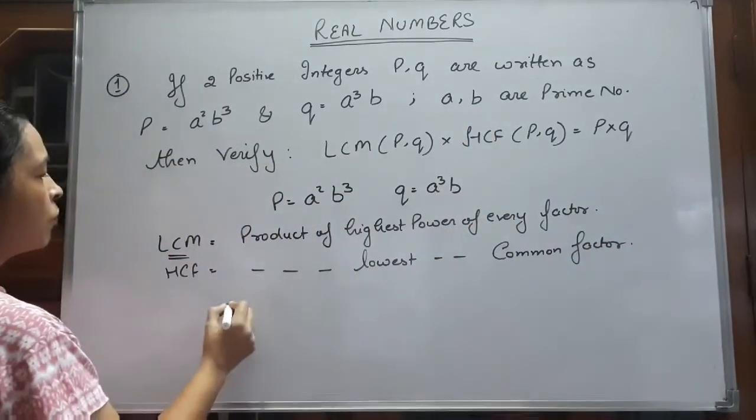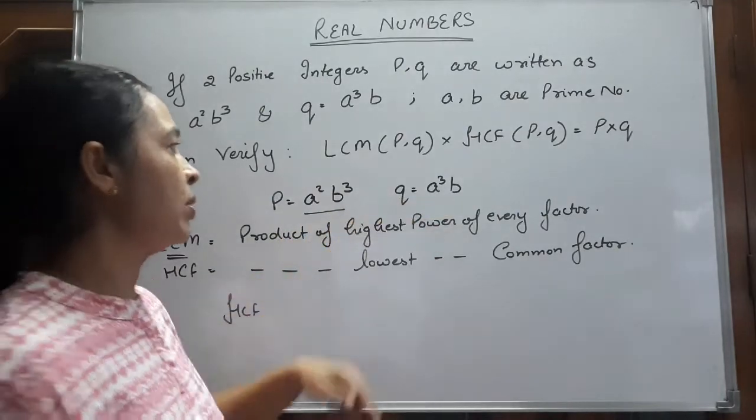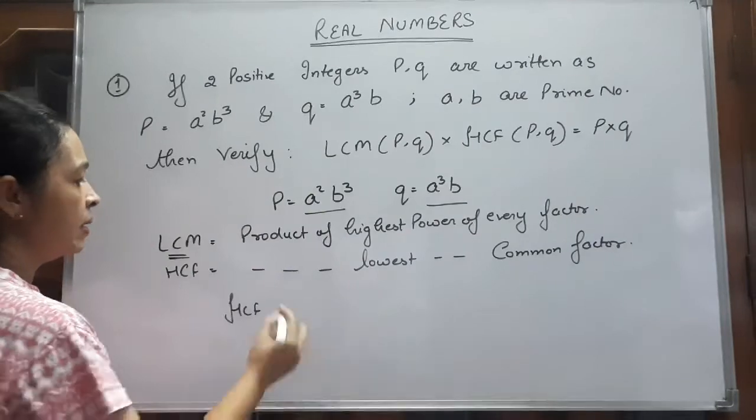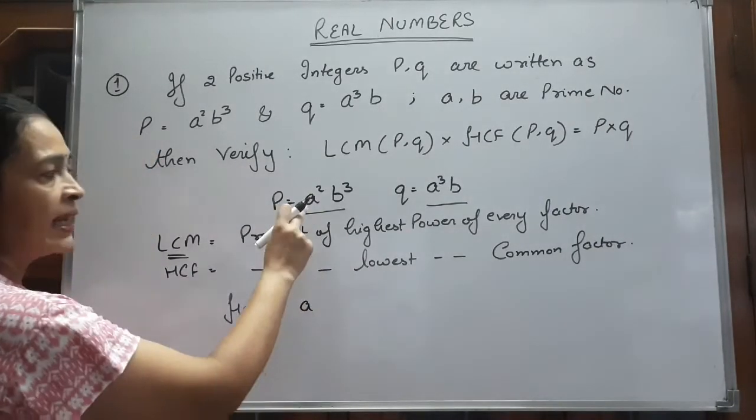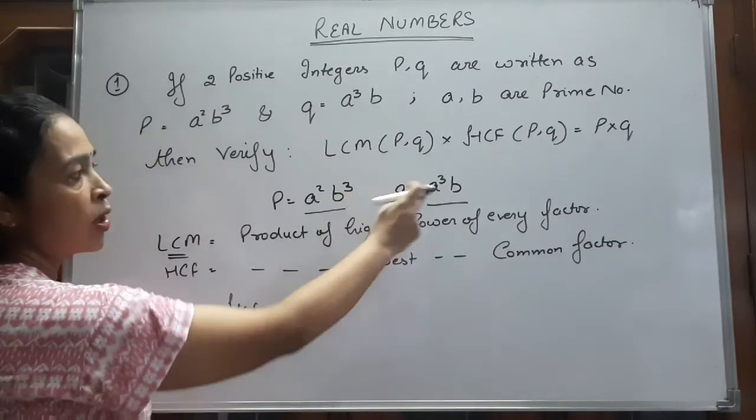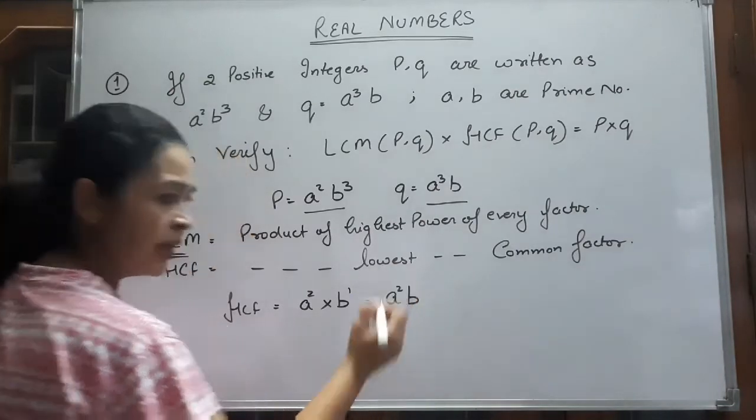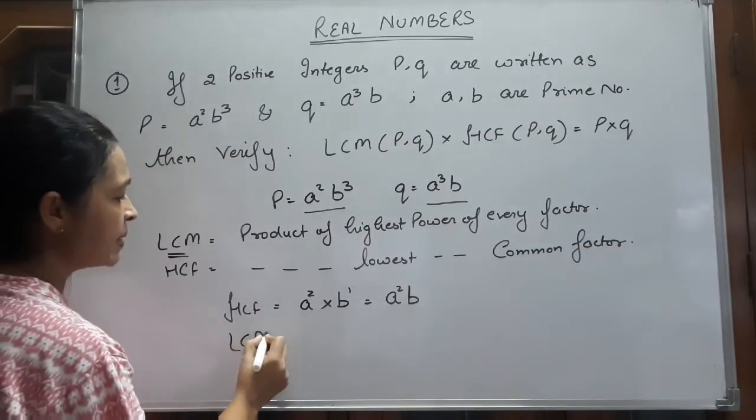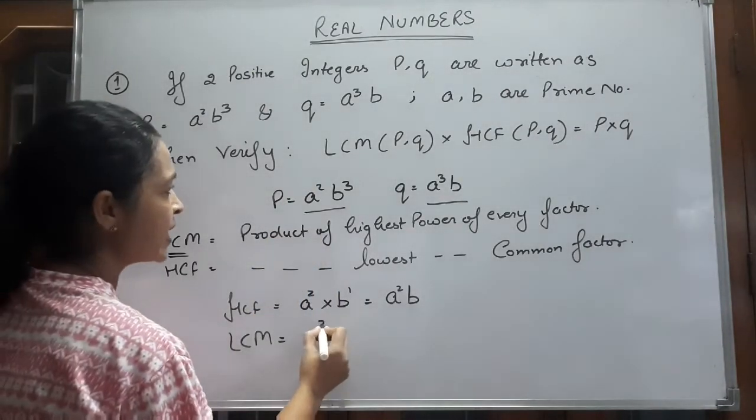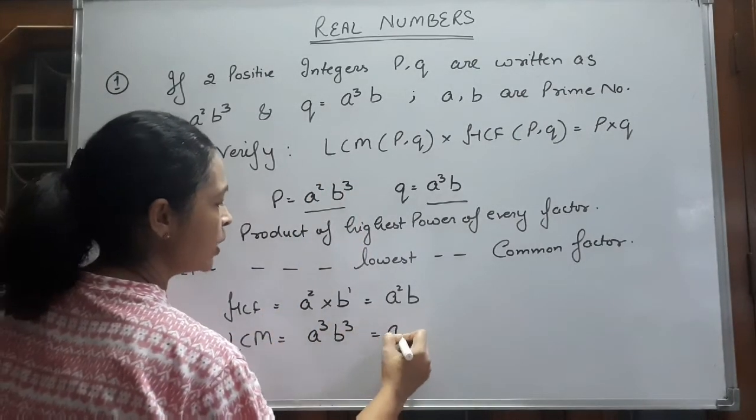Now, for HCF, we have p is a की power 2 into b की power 3 and q is a की power 3 into b. a and b both are common. So, for HCF, we will take the smallest power of a, which is 2, and the smallest power of b, which is b की power 1. So, HCF is a square b. Now, what is LCM? Highest power of every factor. One factor is a, highest power is 3, and the highest power of b is 3. We have a cube, b cube.